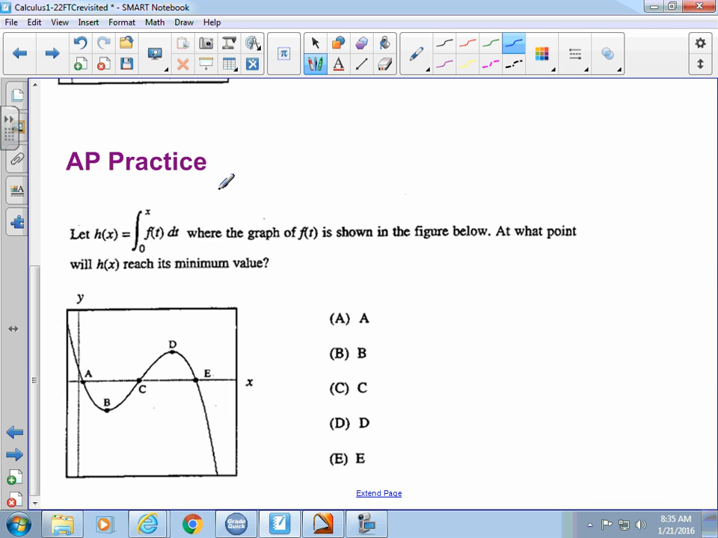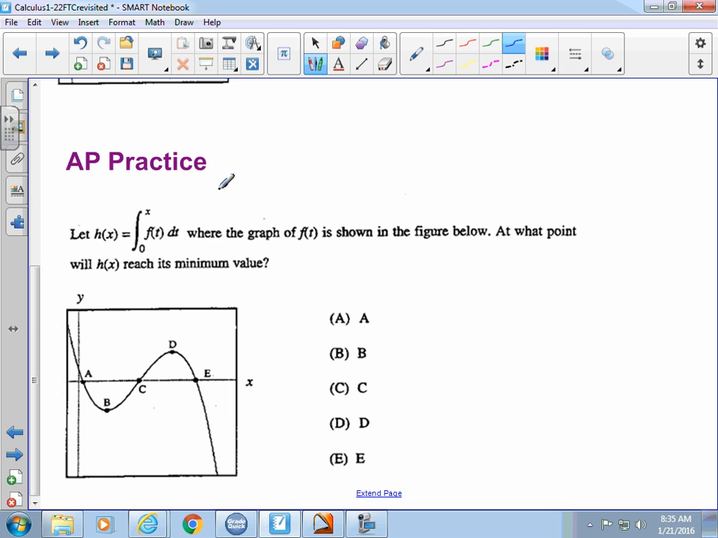Does everyone have an answer? Not yet. Okay, you got to vote for something. How many of you vote A is the answer? How many of you vote B is the answer? C? D? E?